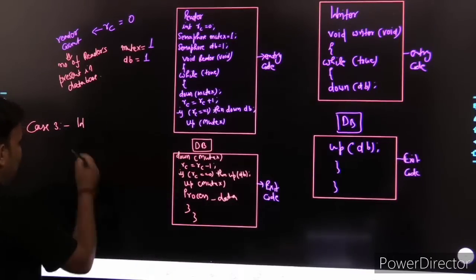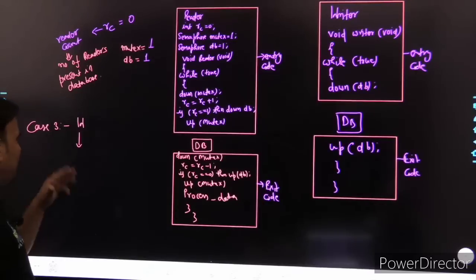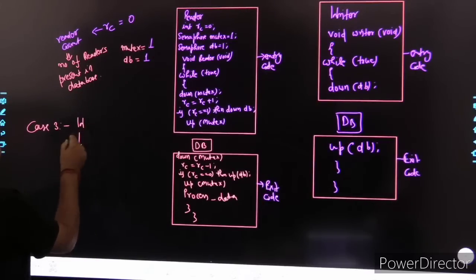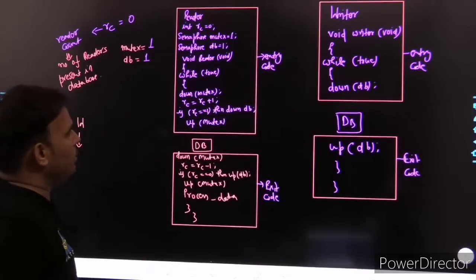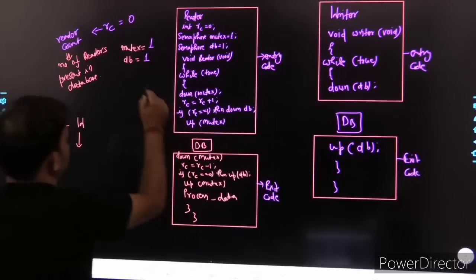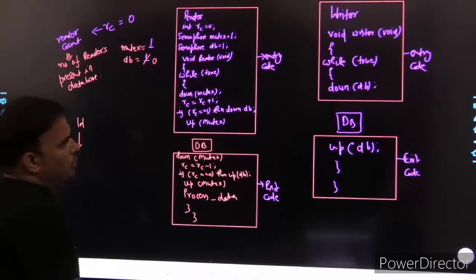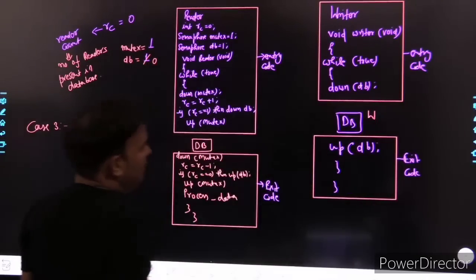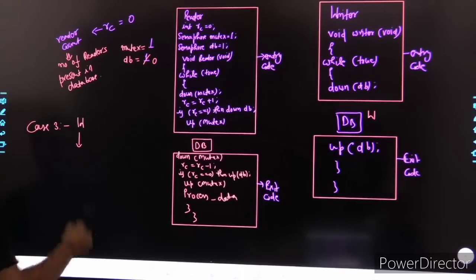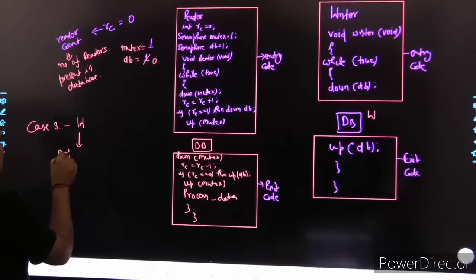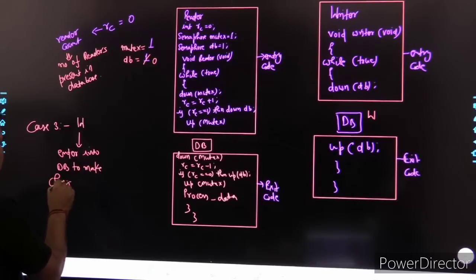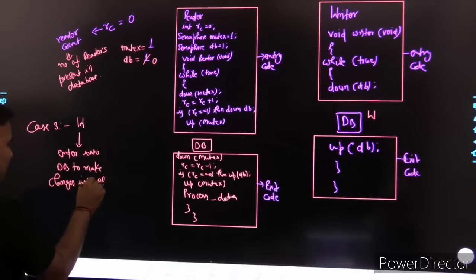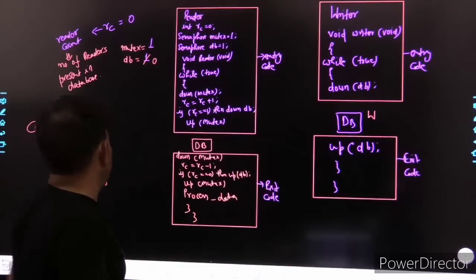So when this writer comes first, the writer will execute this code, my dear friends. So down of db, db will become 0. The first writer will enter into the database to make changes, and suppose another writer comes.